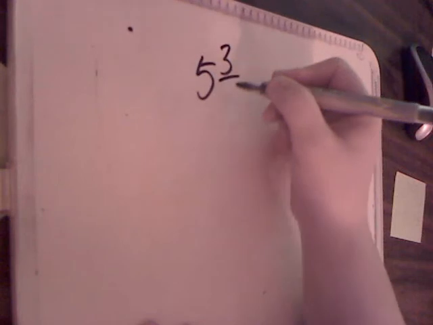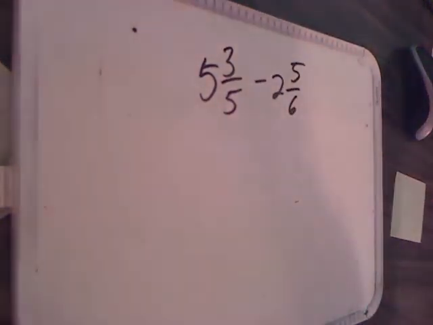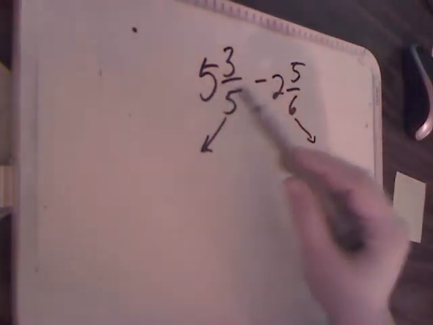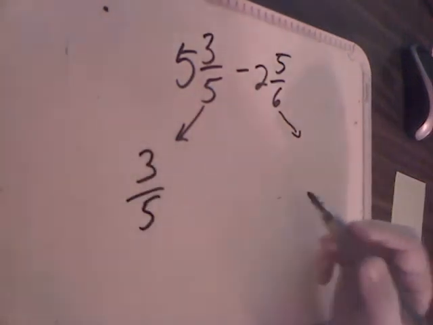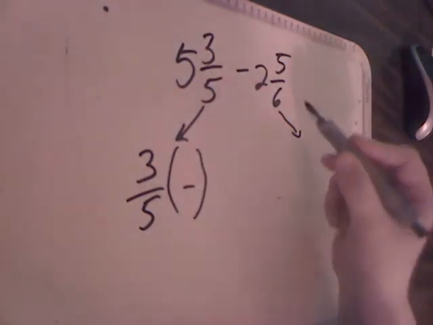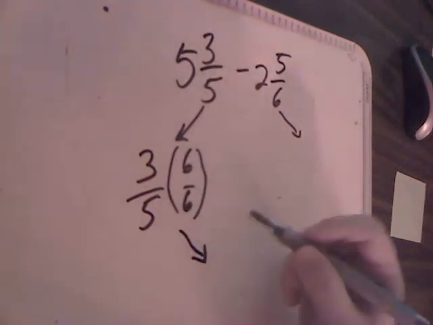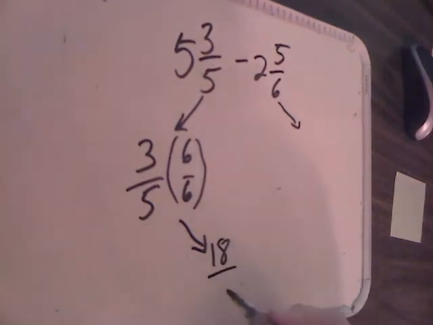So let's say 5 and 3/5 minus 2 and 5/6. Now, what you want to do here is take those fractions out, and for right now ignore the whole numbers, and just treat this like a regular fraction problem. So we're going to take out 3/5, and multiply that by a fractional 1, and we get the number for the fractional 1 from this denominator, so it's going to be times 6 over 6. So we have 3 times 6 is 18, and then 5 times 6 is 30.